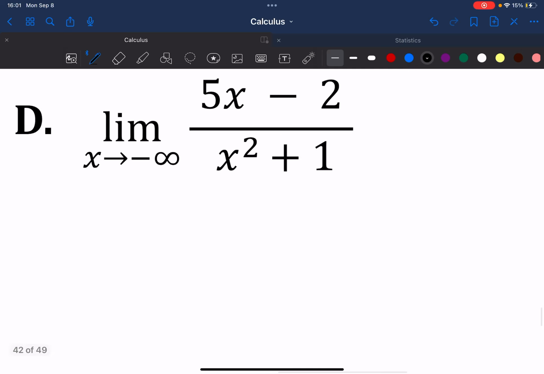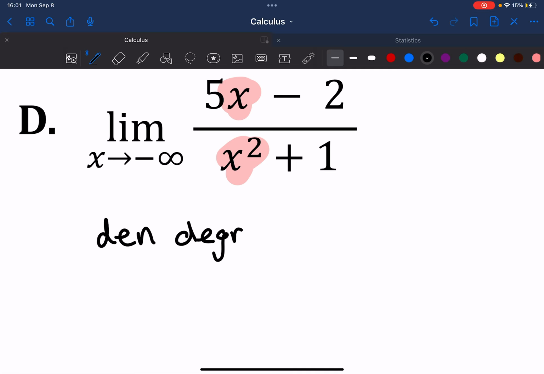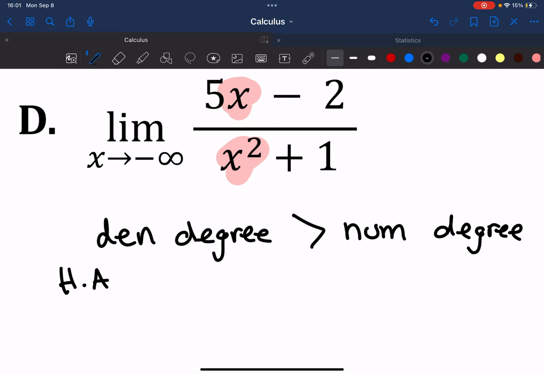For D, the same thing. I still look at the degree of the numerator and the denominator. But notice this time that the denominator degree is greater than numerator degree. When this happens, the horizontal asymptote is going to be y equals 0. So as x approaches negative infinity, my limit is going to approach 0.